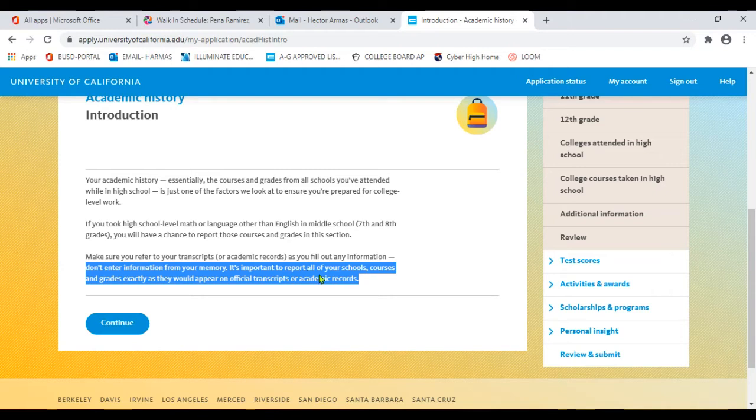It is important to report all your schools. There may be some students that are seniors that attended two high schools. They attended a high school in another city or state, and now they're at Bassett High School. But if that's the case, we're going to show you how you can record this. Courses and grades exactly as they appear on your official transcripts or academic records. So that's very critical. Okay, so we're going to hit continue.